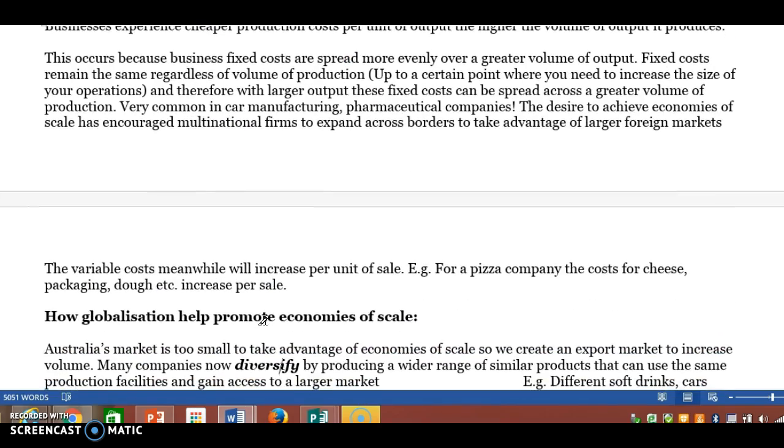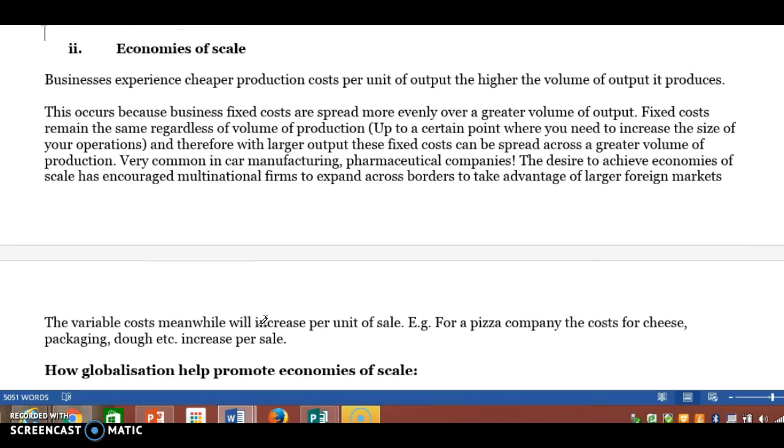Second reason is economies of scale. So economies of scale is when businesses experience cheaper production costs when they increase their level of output, or the higher the volume of output that they produce. So the idea is that businesses have a certain amount of fixed costs, and these fixed costs are basically the costs that don't change regardless of the volume of output. So if we set up a business with a manufacturing plant, regardless of how many units we actually sell, the costs of setting up that plant or that operation, that building, is going to be exactly the same. So the more we're able to produce with that building and that infrastructure, the more we can split those fixed costs over a greater volume of output, and therefore we're able to make more money per unit of output.